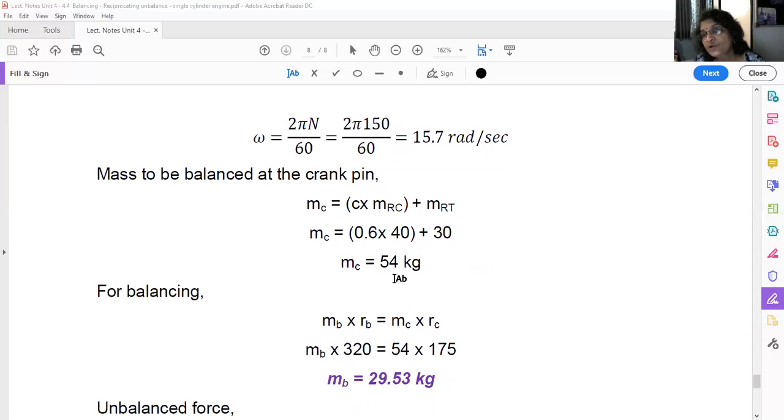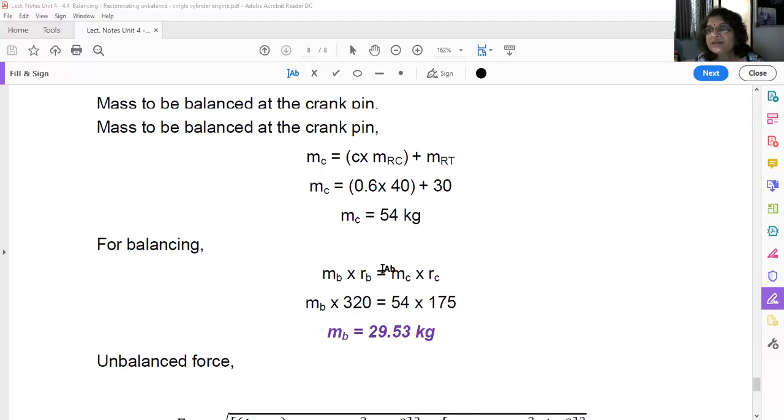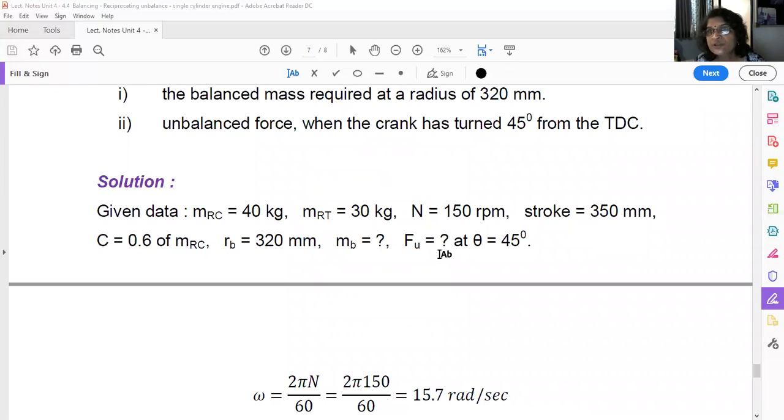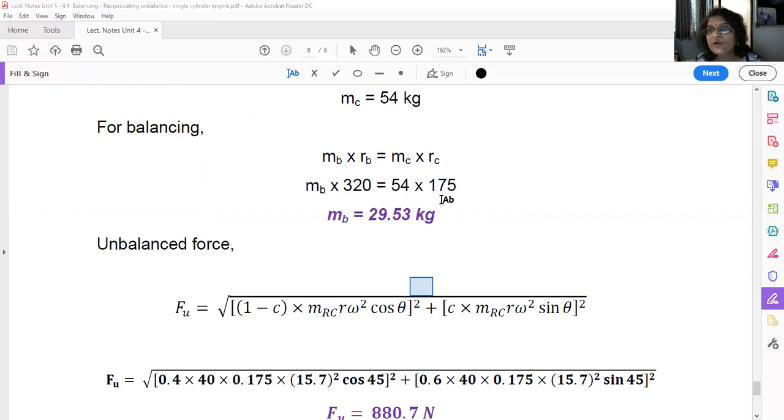Now how to balance this rotating mass? You know, MB RB is equal to MC RC. Okay, so MB you have to find out, RB is given, you have to provide the mass at 320 mm radius. MC is 54 kg, you have found from this one. And what is RC? RC here, the stroke is 350 mm, no? So the radius of the crank is 175 mm. Okay, so MB is 29.53 kg. This much counter mass we have to provide at the other end of the crank.